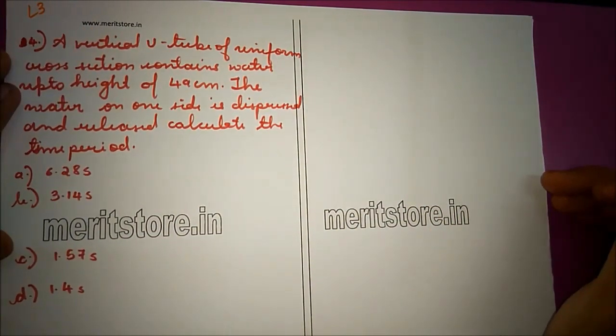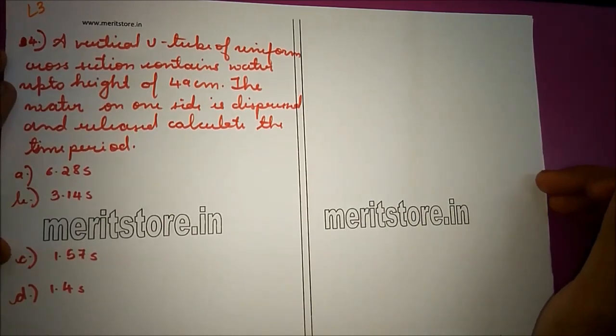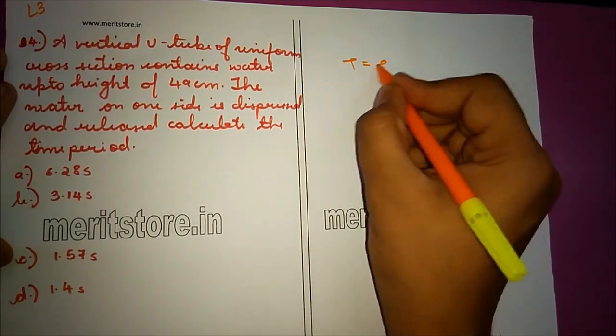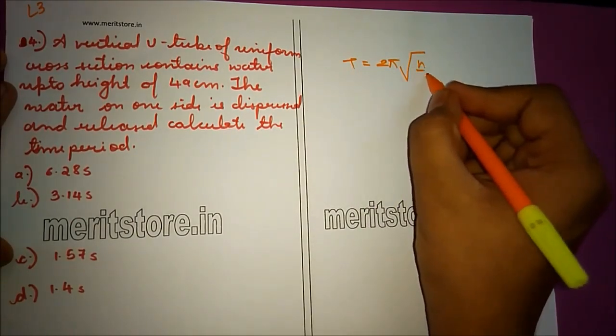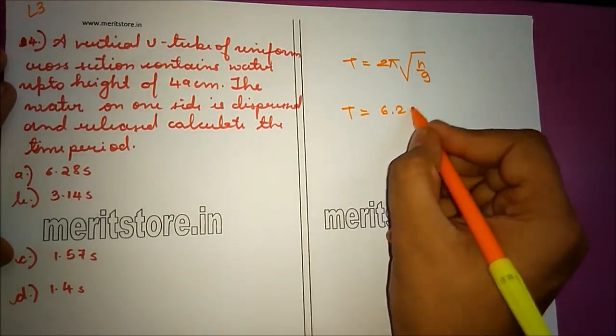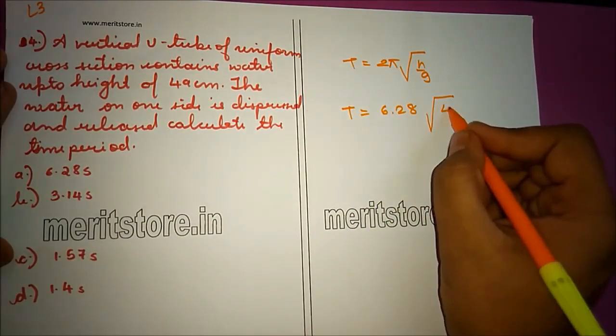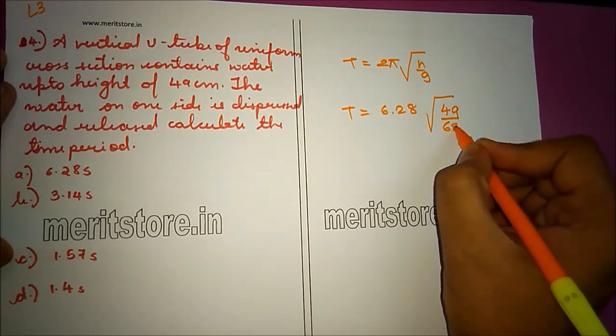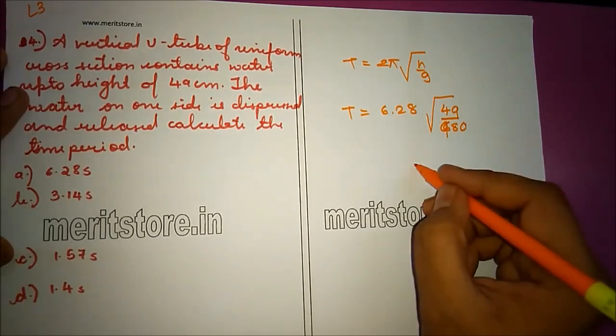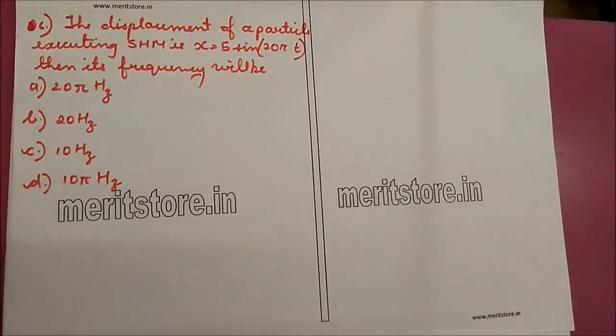Question 4. A vertical U-tube of uniform cross-section contains water up to height of 49 centimeter. The water on one side is depressed and released. Calculate the time period. Now to solve this question we know T is equal to 2 pi square root of h by g. So T is equal to 6.28 square root of 49 upon 980, which is equal to 1.4 second.